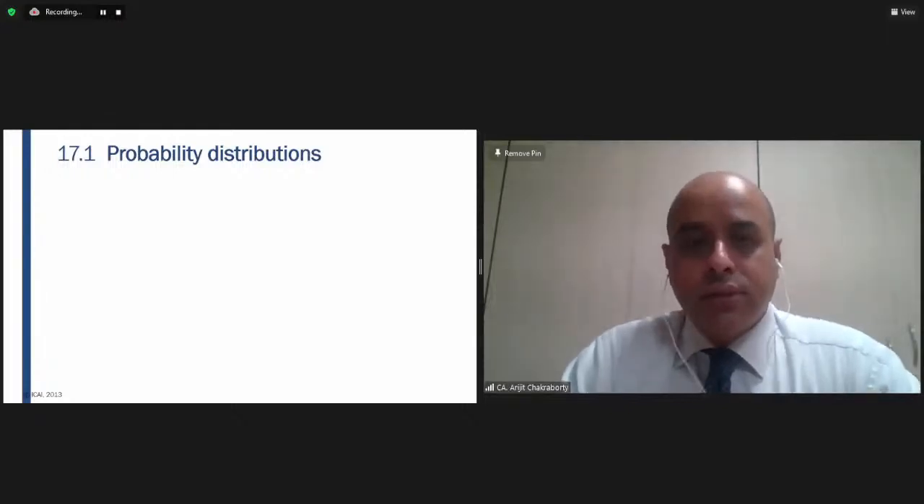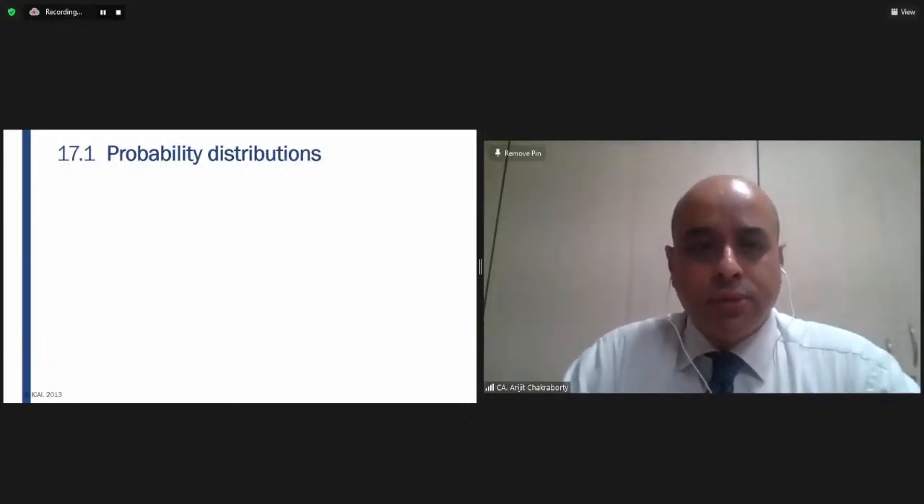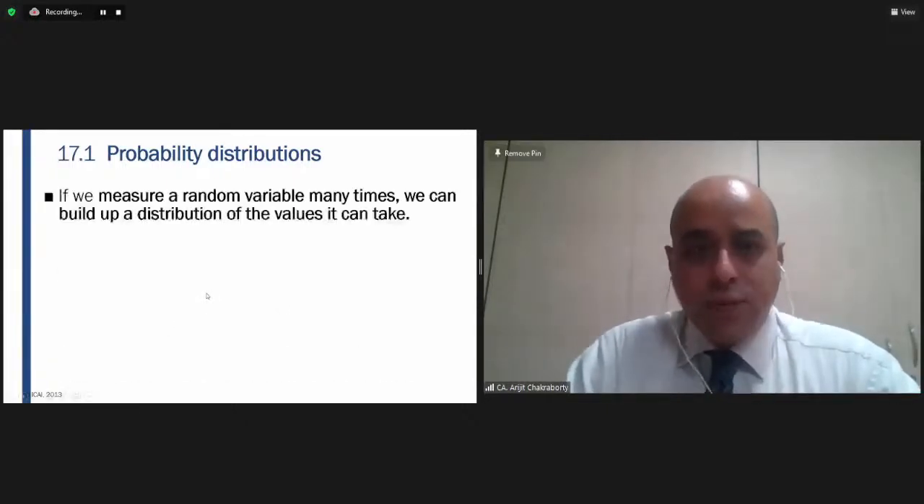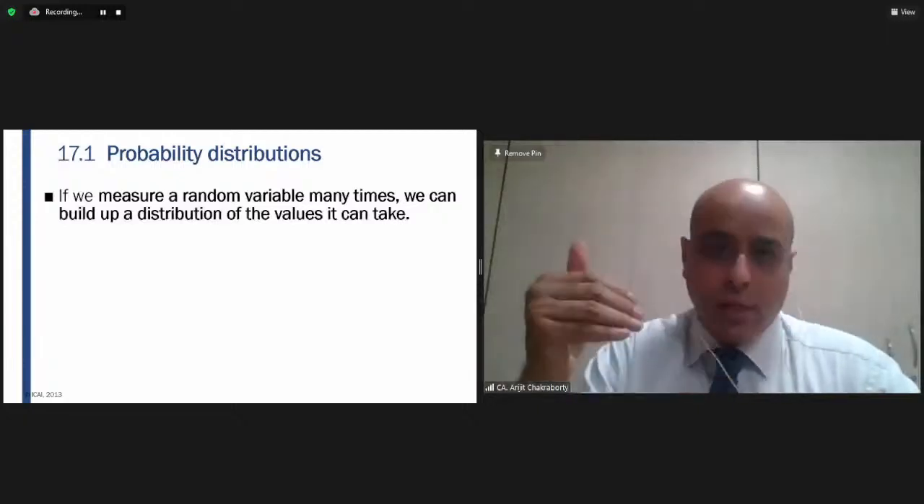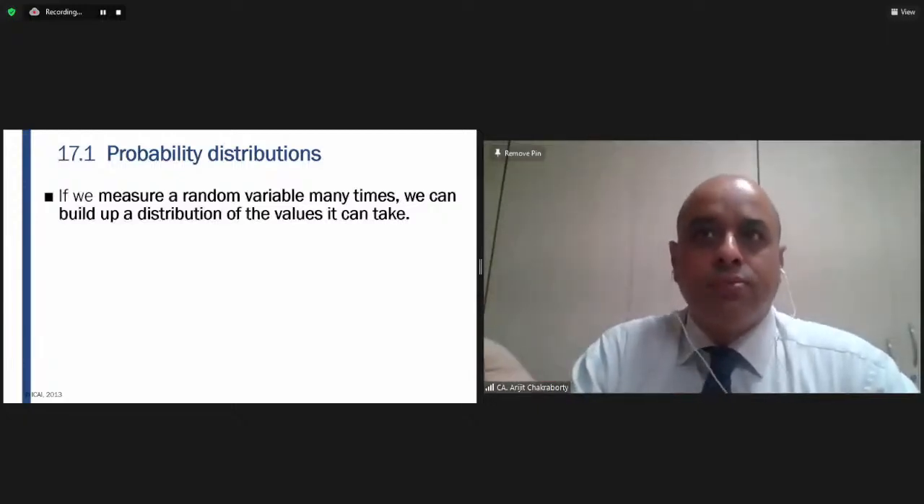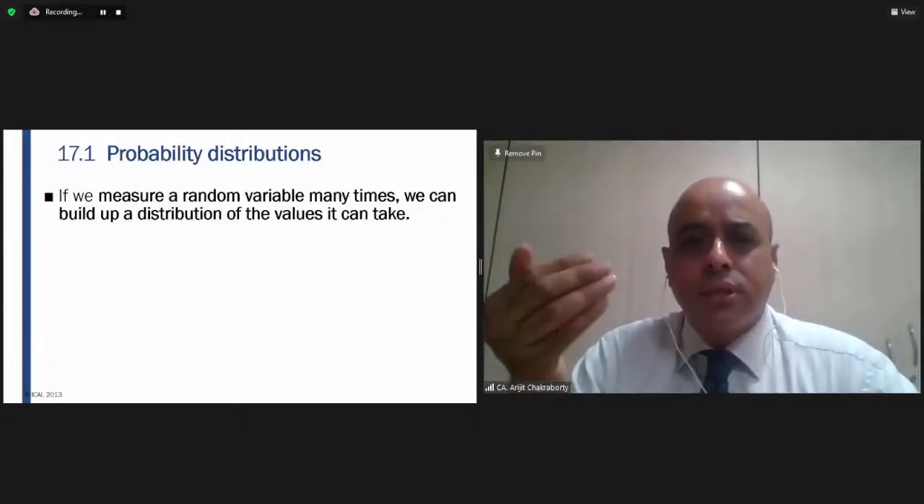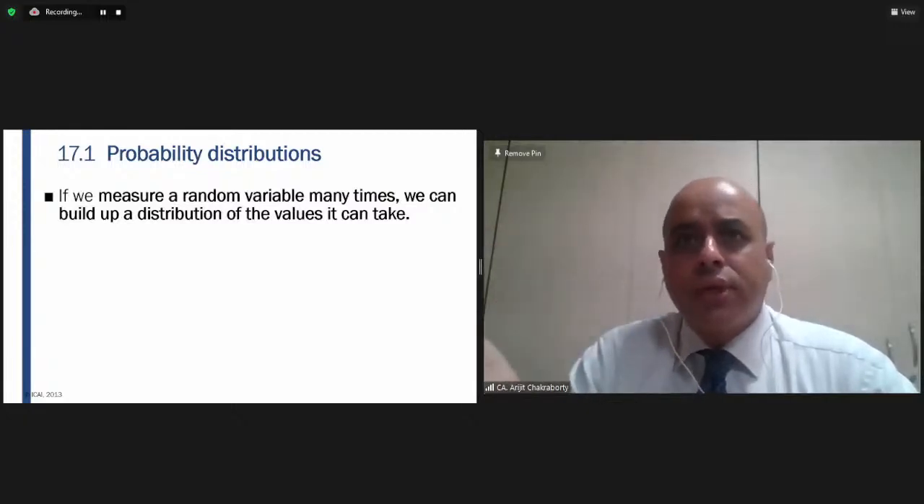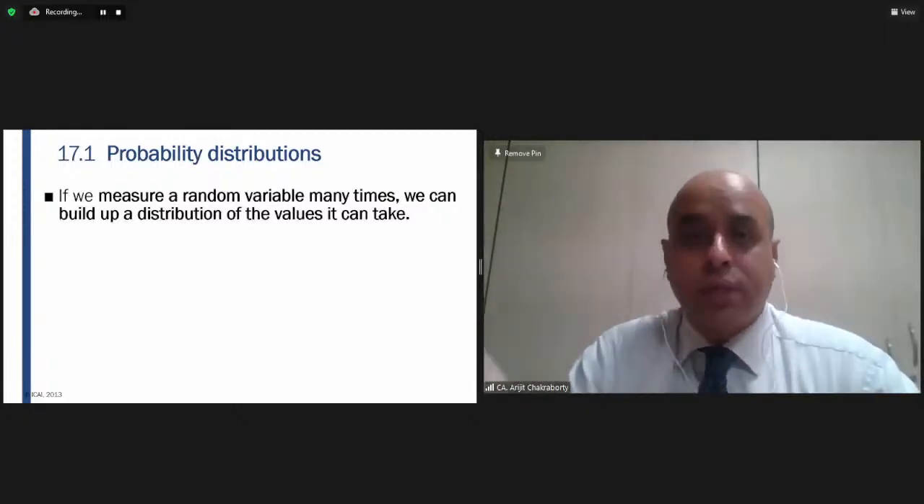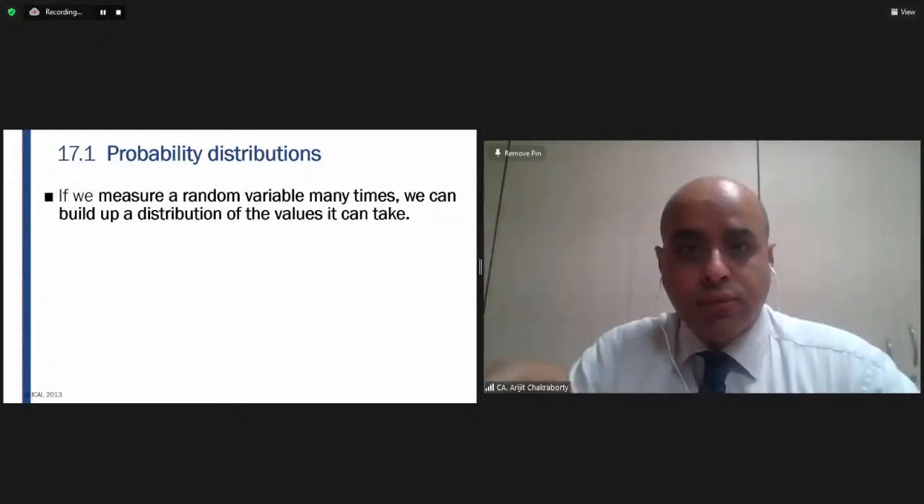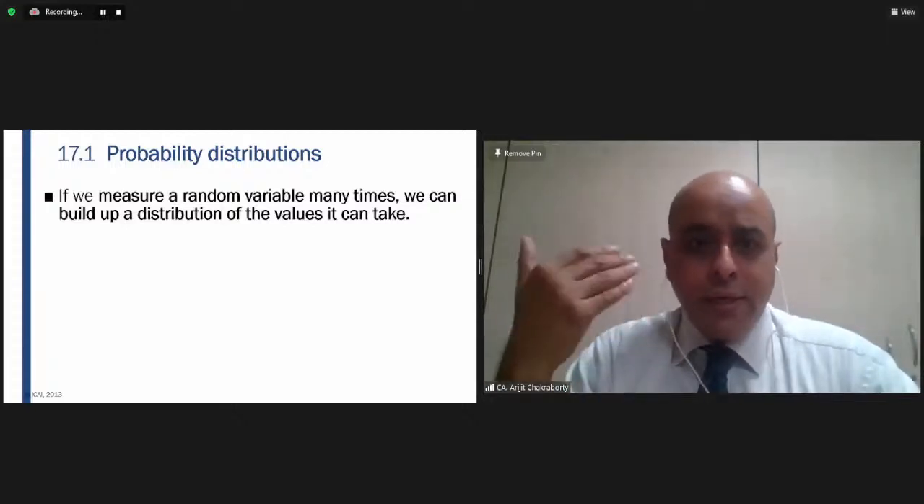Now let us take the next discussion in our module, in our chapter, that is probability distributions. So let us look at the types of probability distributions. If we measure a random variable many times, then we can build up a distribution of the values. For example, when we are measuring any variable, say the height of a person, the number of road accidents, or the number of COVID cases, it can take different values.